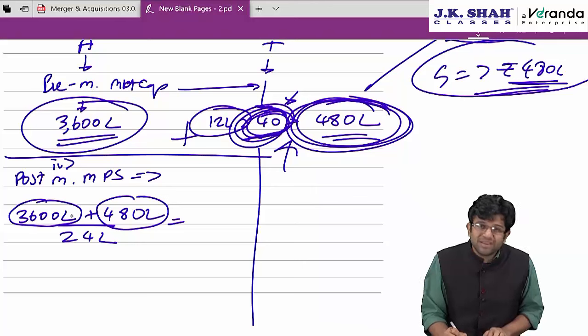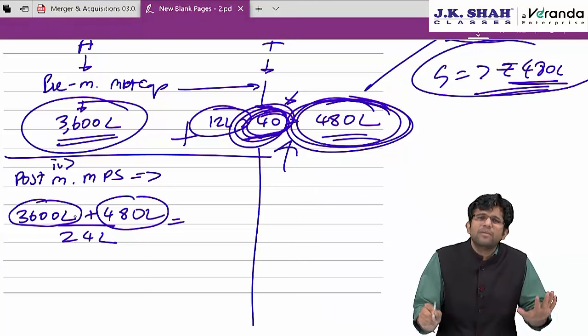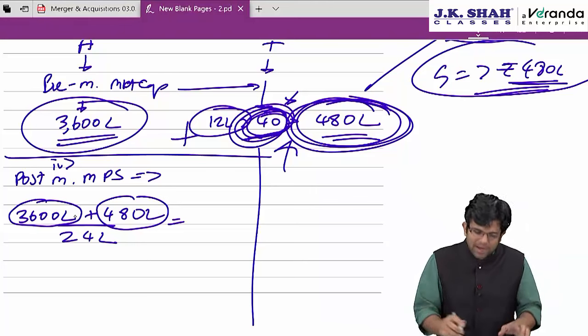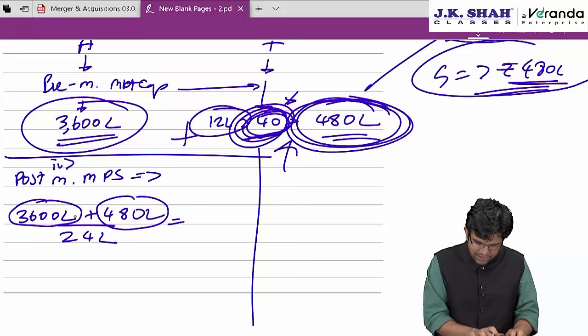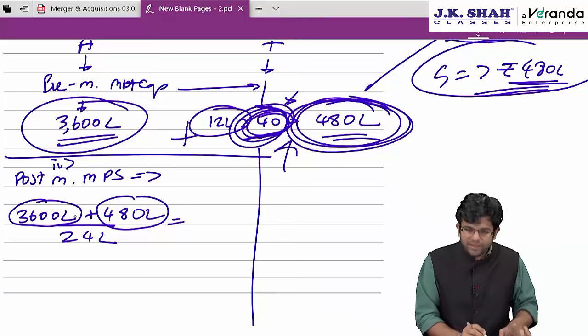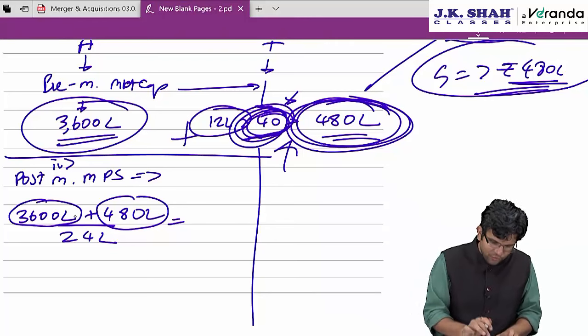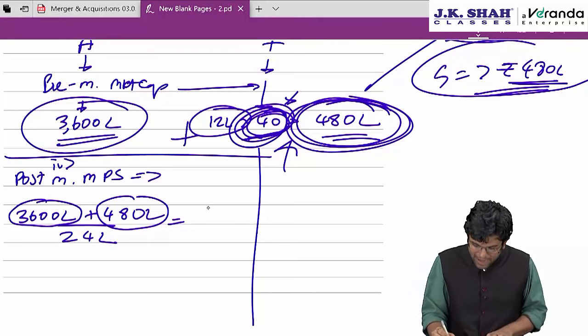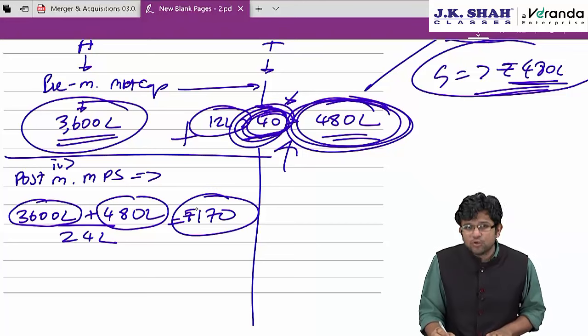Therefore the post-merger market cap is nothing but the simple sum of pre-merger market caps. So 3,600 plus 480 will give us 4,080 as the post-merger market cap, divided by 24 lakhs. I get the post-merger MPS as rupees 170. Everybody following? As rupees 170.